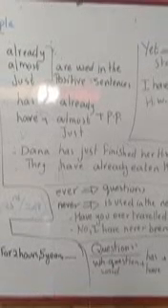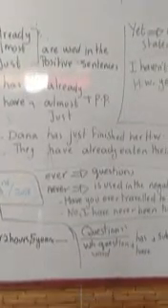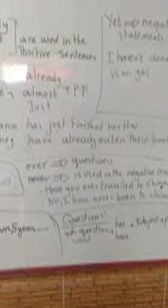For example, Dana has just finished her homework. They have already eaten their lunch. Here we have just in between, and then we have the past participle of the verb. In the second sentence we have already eaten. Already is in the middle between have and eaten.